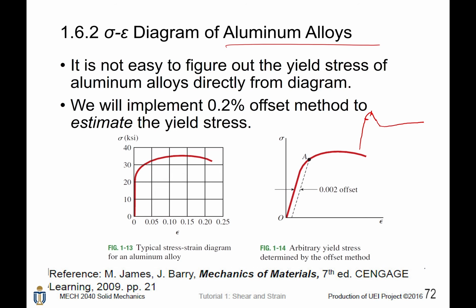In order to find it, we will adopt the 0.2% offset method to estimate it. So how can we estimate it? Still remember that we have the linear region. Then we plot the straight line of this linear region. Then we shift this straight line rightward by 0.002, that is 0.2%, along the epsilon axis. Then you will get another straight line after removing the linear region of it. And as you can see, this line intersects with the stress-strain diagram at point A. Therefore, we conclude that at this point A, the yield stress is achieved.